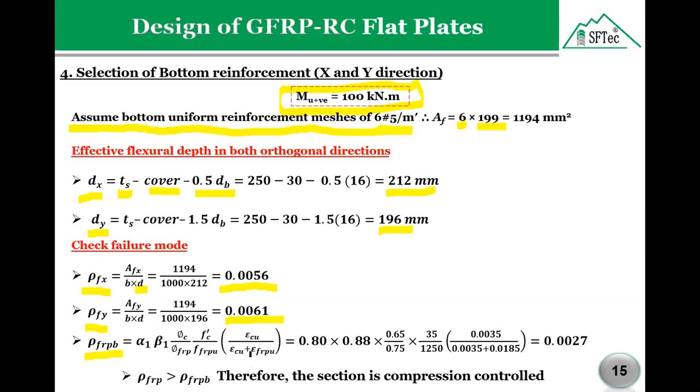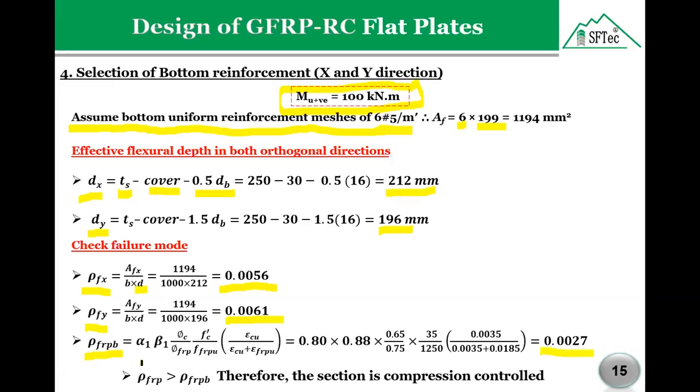In this equation, we have all data known. We have alpha 1, which we calculated before, and beta 1, phi C, and phi FRB. And here we have FC dash and FF ultimate, epsilon concrete ultimate, and ultimate tensile strength. So finally, the balanced flexural reinforcement ratio 1 will be 0.0027.